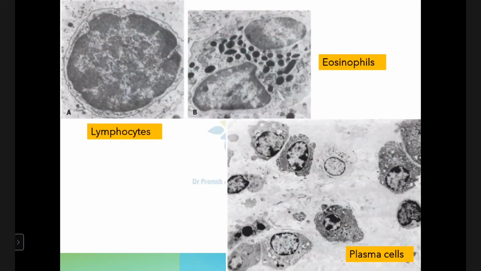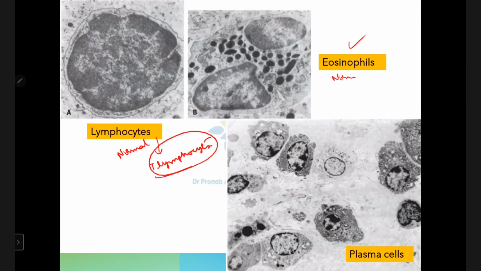Okay, and in the next picture you can see the lymphocytes. Lymphocytes are present in the normal pulp also. Lymphocytes and eosinophils are seen even in the normal pulp. But in case of inflammation, what happens? These eosinophils and lymphocytes increase in number. The lymphocytes that are present in the pulp are called T lymphocytes.